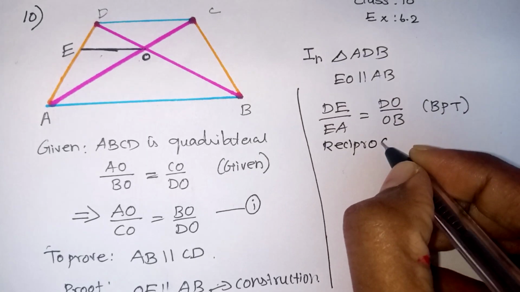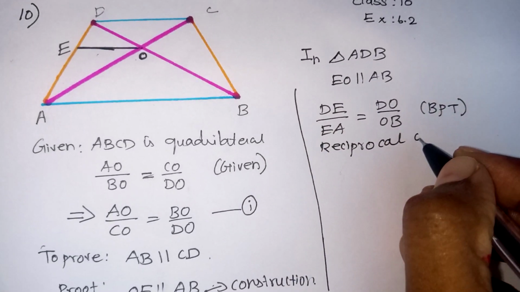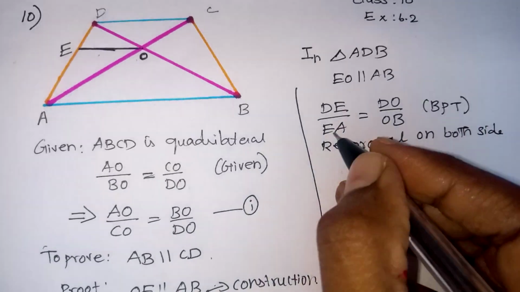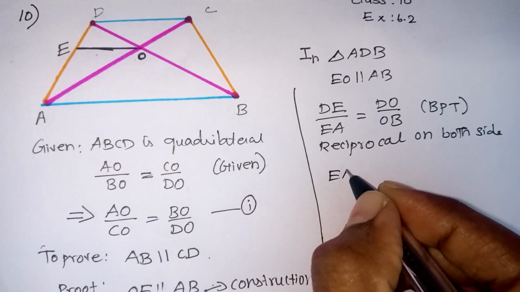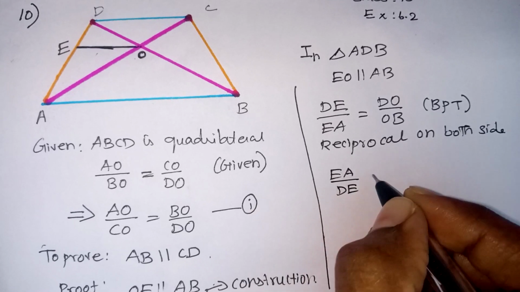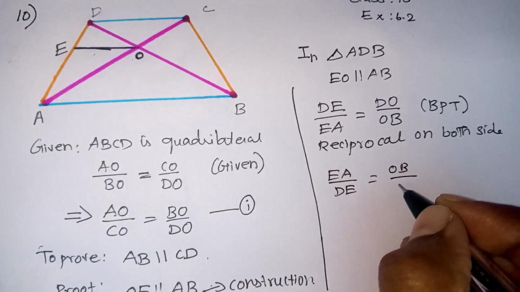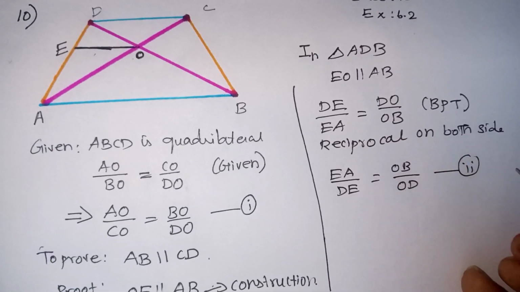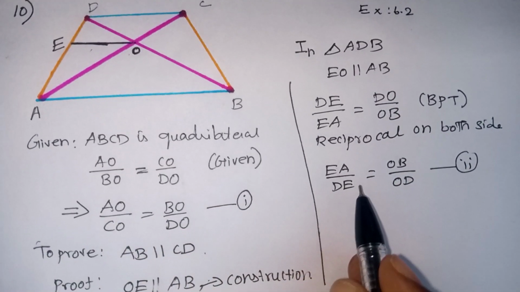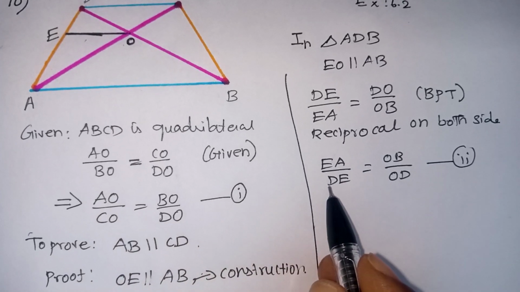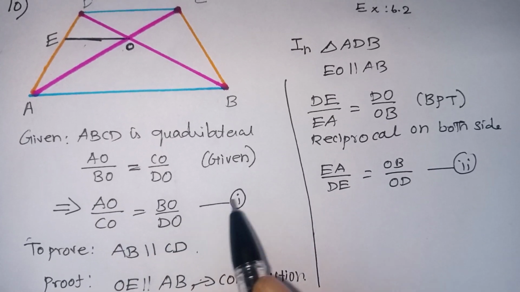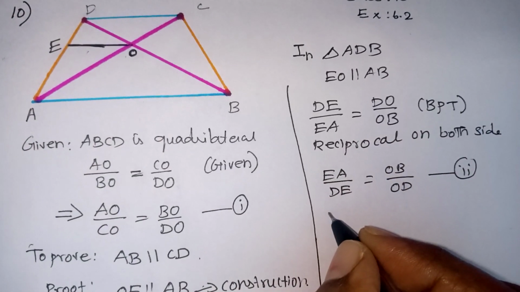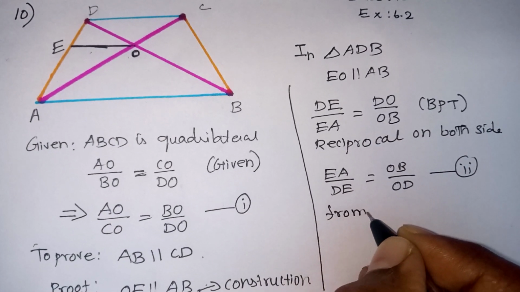To compare only, we are doing this. Taking the reciprocal on both sides, this will give you EA by DE, which is equal to OB by OD. OD or DO, anything we can write. Now this is our second equation. This is your first equation, this is your second equation. Let us compare these two. Why we are comparing is because our right hand sides are equal, OB by DO, we are getting from 1 and 2.